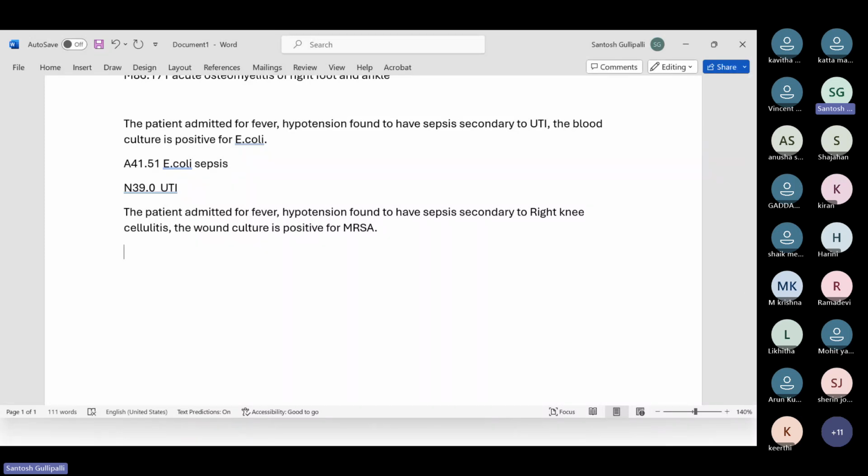Sepsis is a blood infection, so that's the reason you check blood culture results at the time of sepsis coding. Do not consider urine culture results or wound culture results. Consider only blood culture results. So the patient admitted for fever, hypotension, and found to have sepsis secondary to right knee cellulitis. That time you can give sepsis as the principal diagnosis.